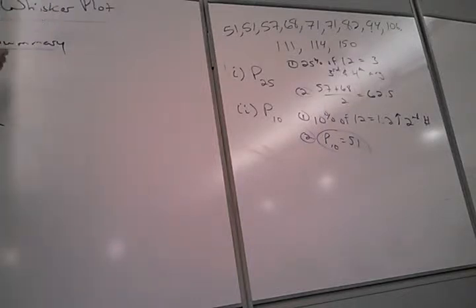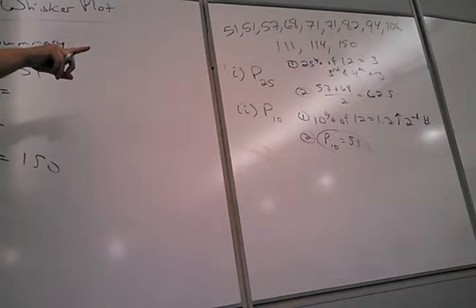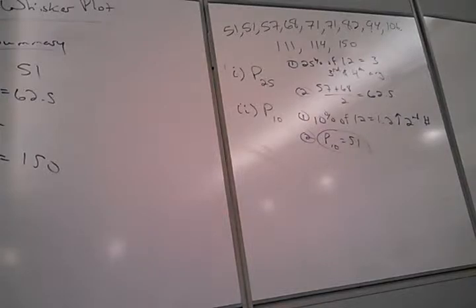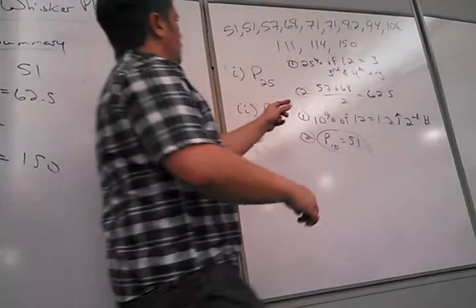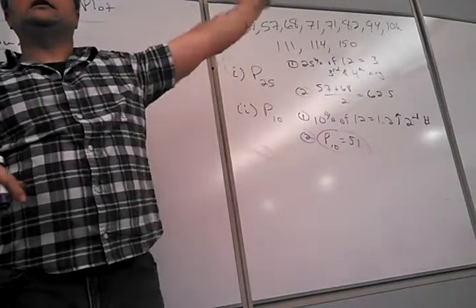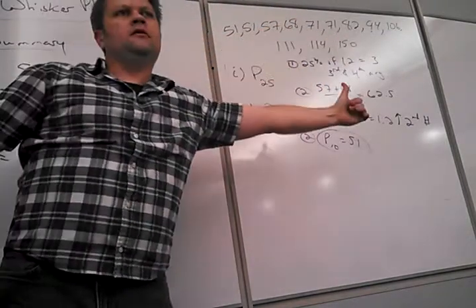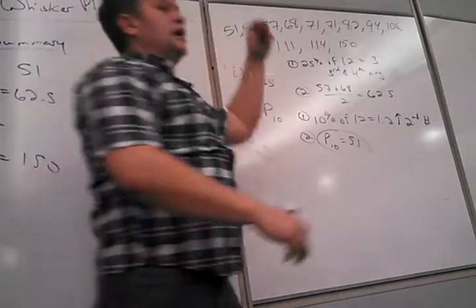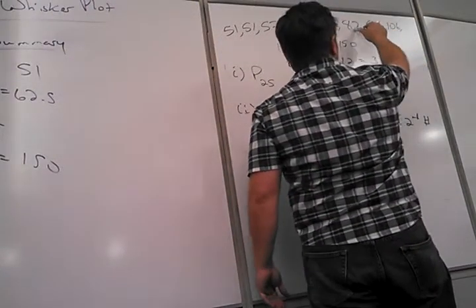So what would it be for this data? We've already got several of these. The lowest data point, 51. The highest data point, 150. We already calculated P25, 62 and a half. Let me show you one shortcut you can do. If a quarter of the way in was the third and fourth, P75 would be a quarter of the way in from below. So you just count 1, 2, 3, third and fourth.